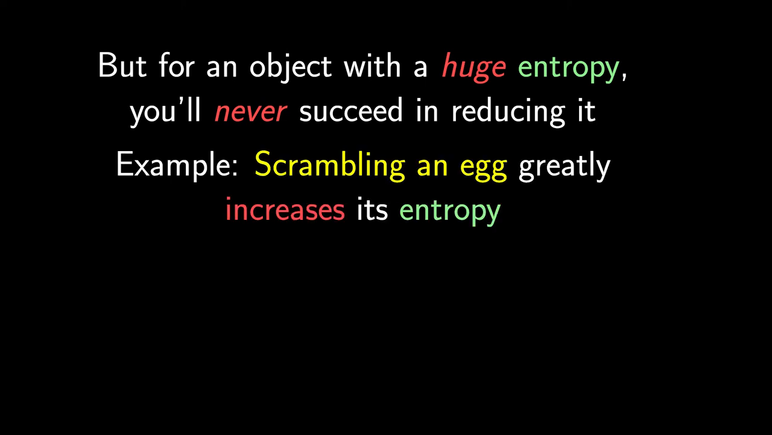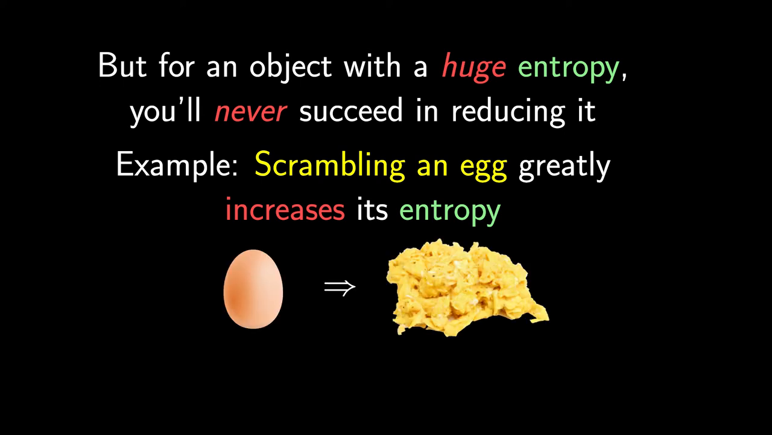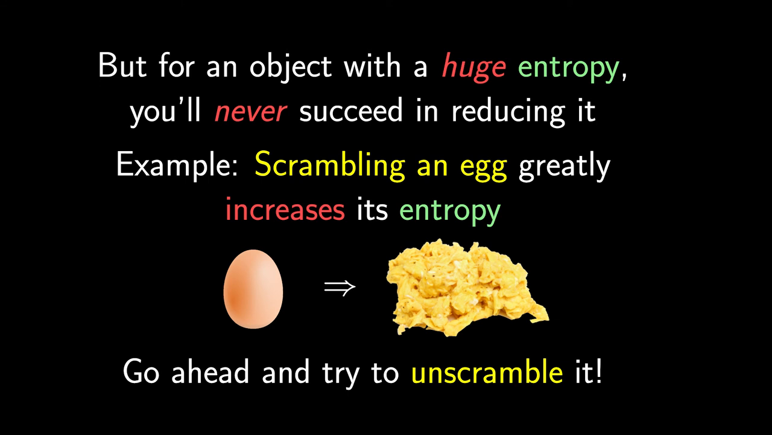Example, suppose you scramble an egg. An egg is a macroscopic object made up of many, many, many particles. If you scramble it, you will drastically increase its entropy. Go ahead and try to unscramble it. This is the fundamental difficulty with trying to decrease the entropy of a very complicated object. It's just probabilistically incredibly difficult to imagine doing it. We call these situations thermodynamically irreversible.